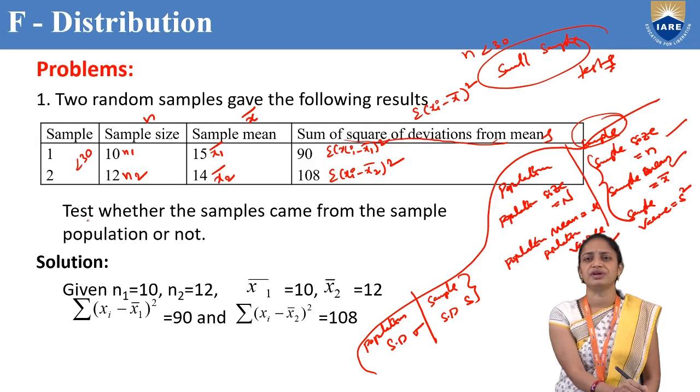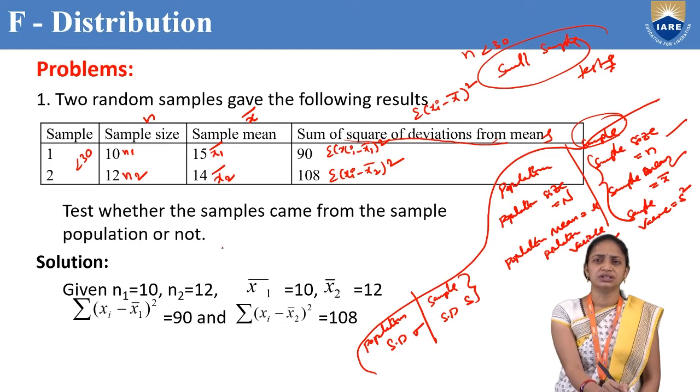Now coming to the question: test whether the samples came from the same population or not. So here we need to check whether these samples came from the same population or not.